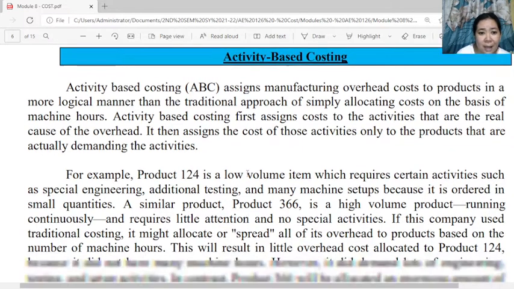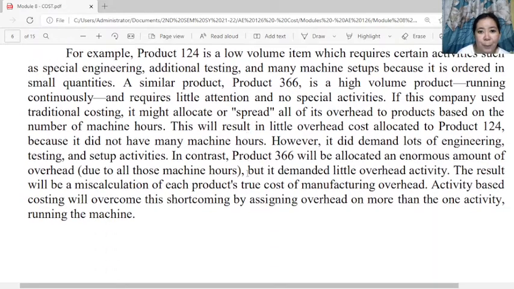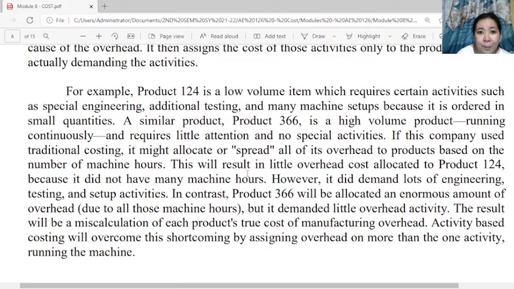So to understand better, we have here an example. Product 124 is a low volume item which requires certain activities such as special engineering, additional testing, and many machine setups, because it is ordered in small quantities only. And then we also have a similar product, 366. This is a high volume product and it runs continuously and only requires a little attention and no special activities.